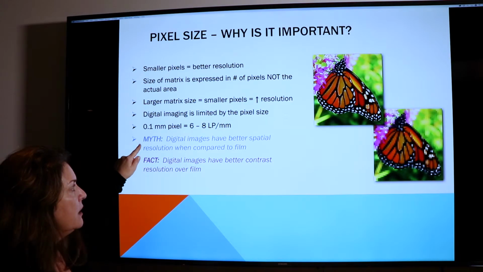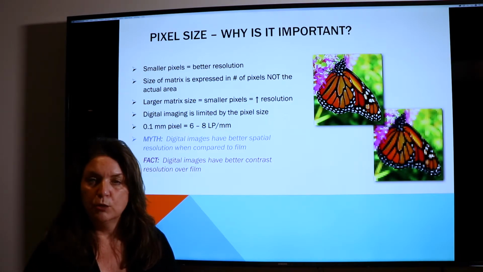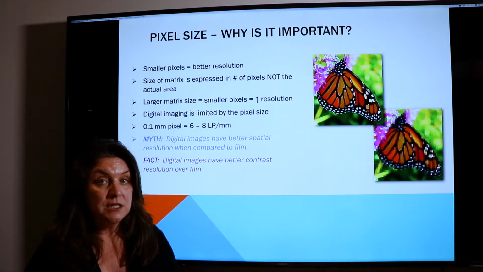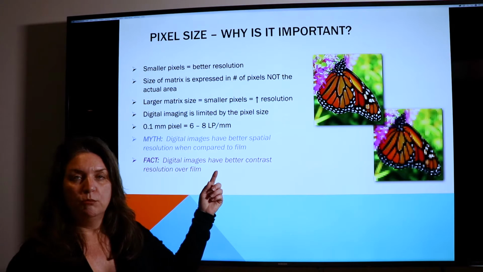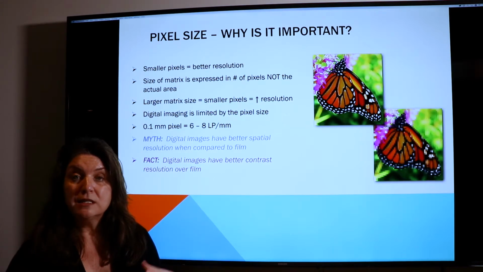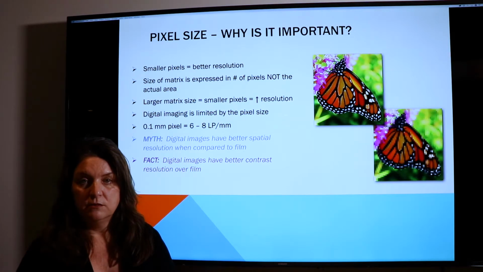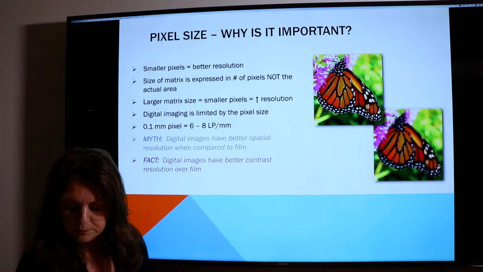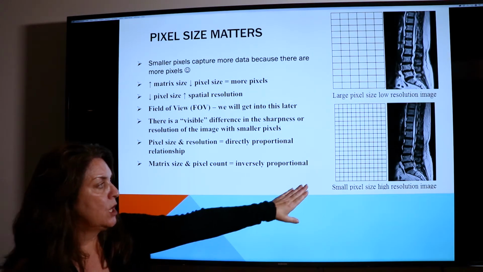Okay? The myth with digital imaging is that it has better spatial resolution or better detail. And that's a myth. When you compare it to film, it actually doesn't have as much detail. But what's a fact is that digital images have much better contrast. So you can see the differences between the tissues side by side, so it gives the illusion of more detail. Okay, so pixel size matters, and again we're going to talk about this.